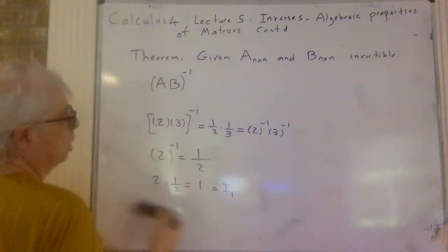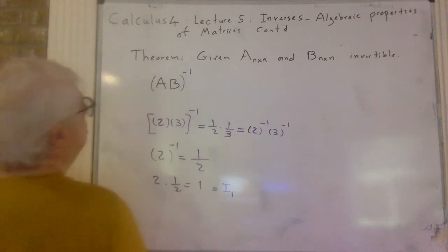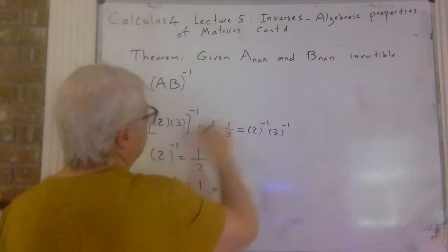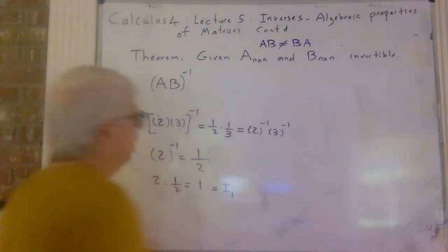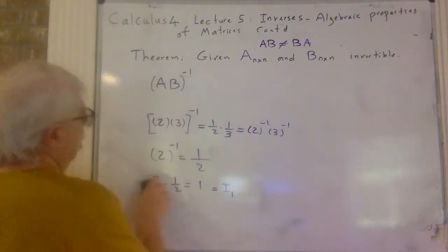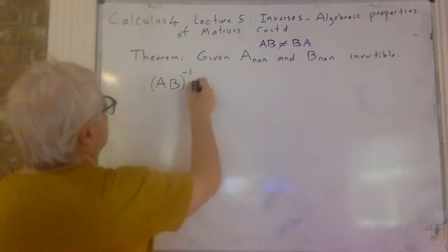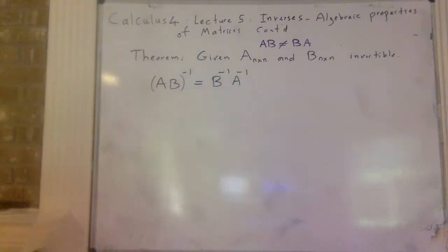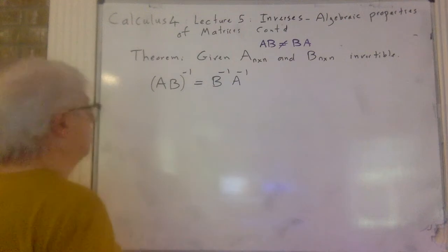Why doesn't it work here? Because AB and BA are different. Remember, for matrices, AB and BA are not equal in general. If AB was equal to BA all the time, then the same thing would work. So I would say that (AB) inverse is in fact B inverse A inverse. So you flip them, invert them, and multiply them, and that is the inverse of this.